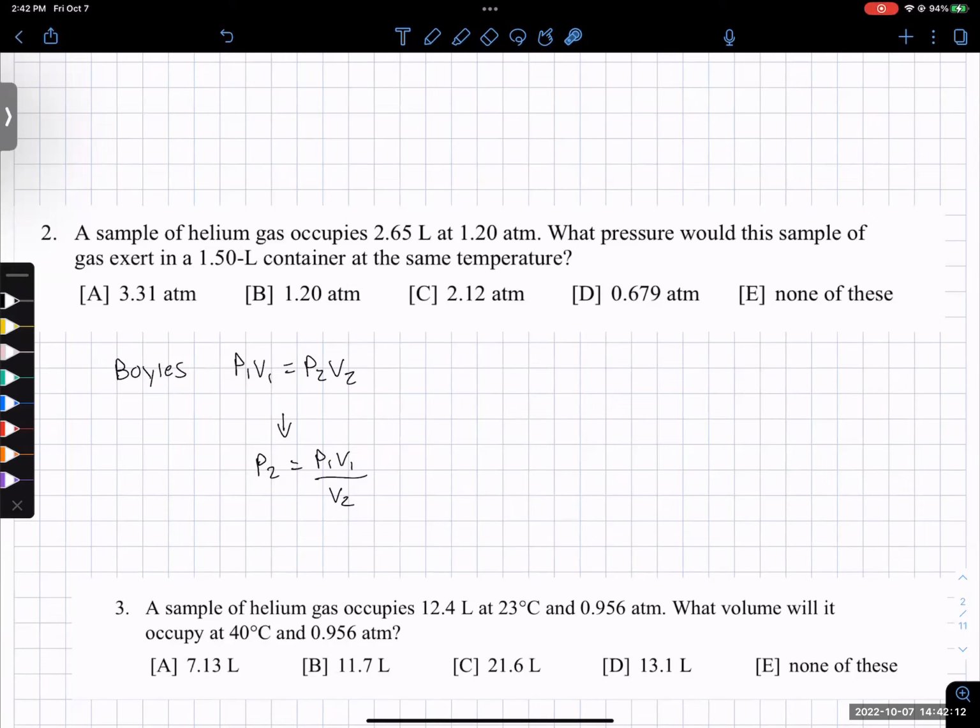So if we plug in what we have here, we have 2.65 liters times the initial pressure of 1.2 atmospheres over the second volume, which is 1.5 liters. And what do we get here? I got C. Do y'all get that?